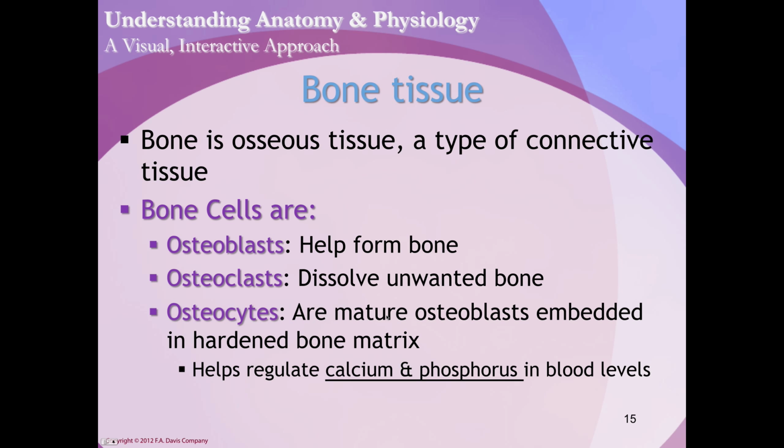Osteocytes are a mature osteoblast that has built up a lot of bone, and in fact it has basically walled itself into bone. It has encased itself in bone. So therefore, these are mature osteoblasts embedded in hardened bone matrix. Basically, it's a brick mason that has built himself into a wall. So this helps regulate calcium and phosphorus in your blood levels. That's what the osteocyte does. I want you to really know the different kinds of bone cells.